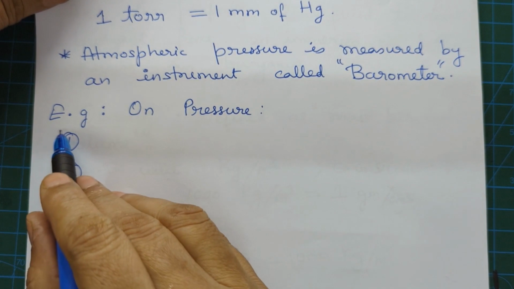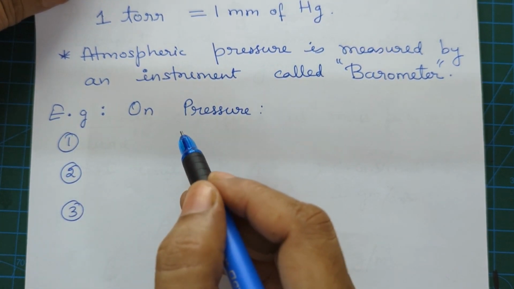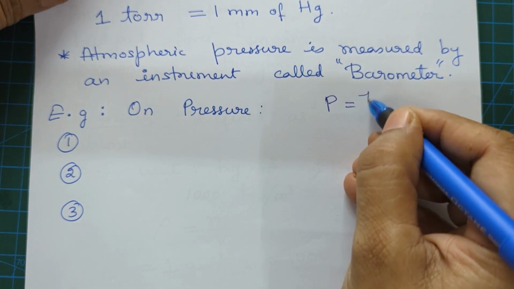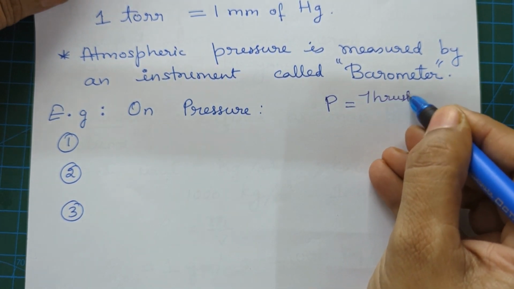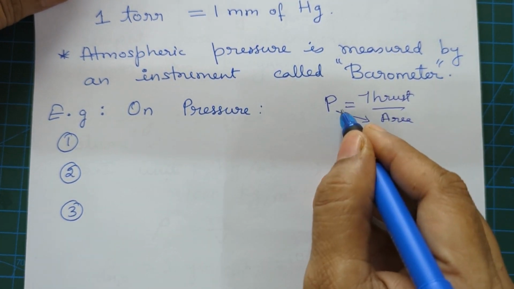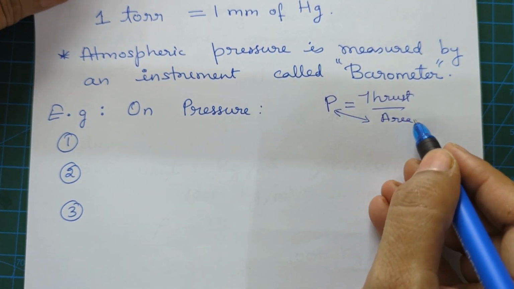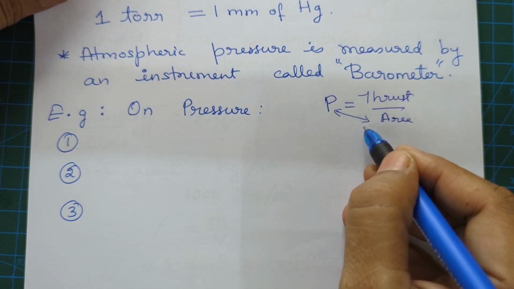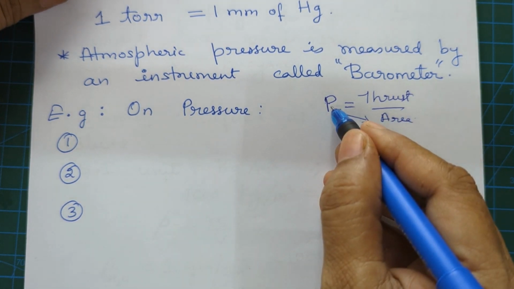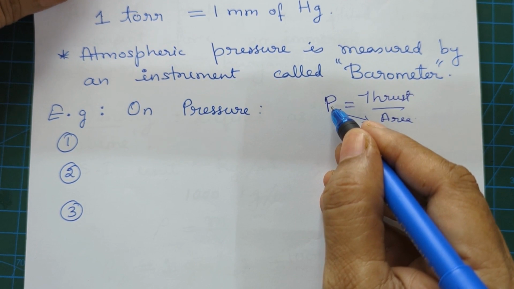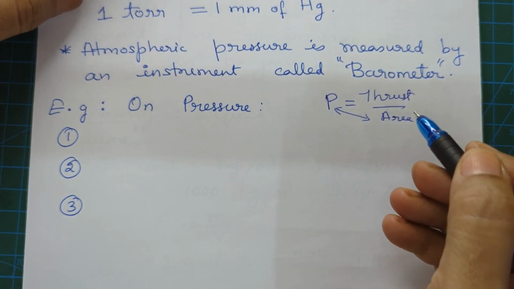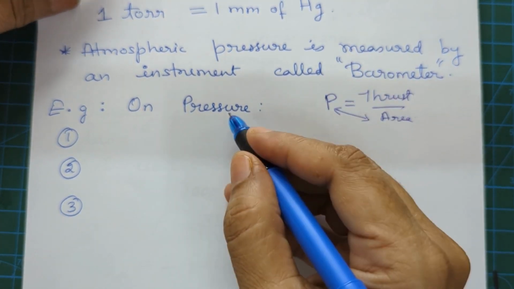Now coming to some examples on pressure that we see in the textbook. Since we know that pressure is thrust per unit area, this indicates that pressure and area are inversely related. That means if the area on which a thrust is applied is less, the pressure exerted on that surface is more, and vice versa. So what kind of examples will we see on the topic of pressure?